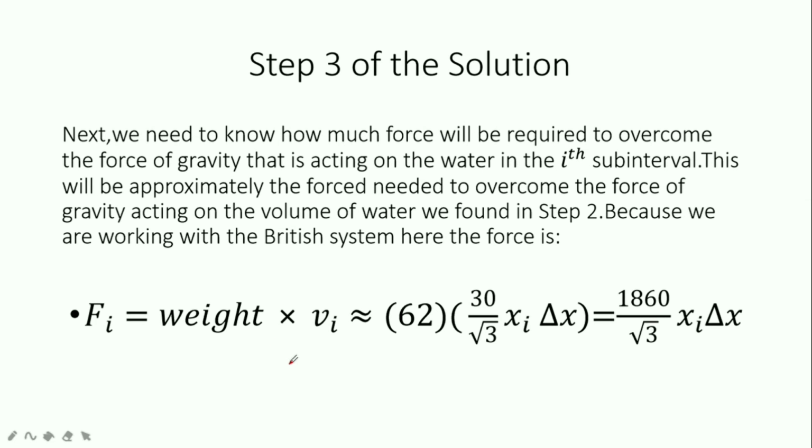We need to know how much force will be required to overcome the force of gravity that is acting on the water in the ith subinterval. This will be approximately the force needed to overcome the force of gravity acting on the volume of water we found in step 2. Because we are working with the British system here, we can determine the value of force via the following equation. F sub i is approximately equal to weight times V sub i, which is approximately 62 times 30 over square root of 3 x sub i delta x, equal to 1860 over square root of 3 x sub i delta x.